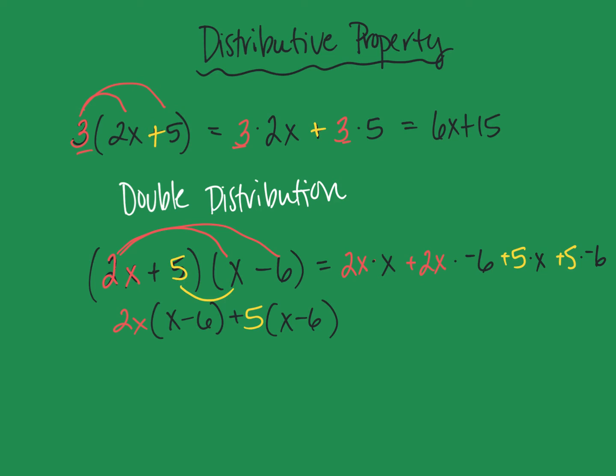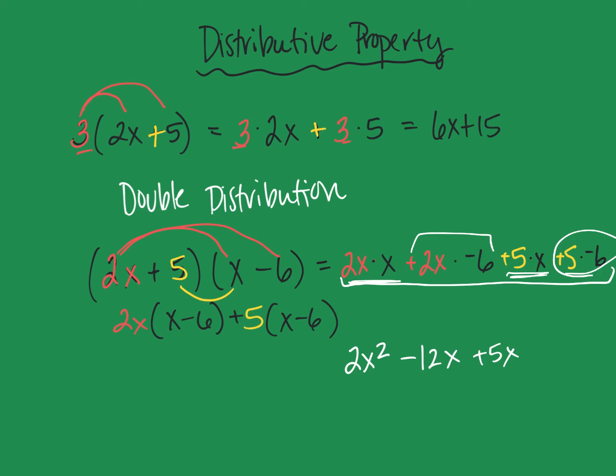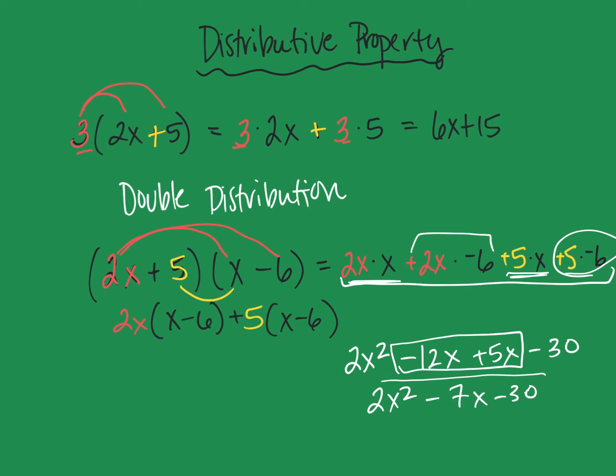So then our last step here is really just simplifying. So we're going to simplify all of this and see what happens. 2x times x is going to give me 2x squared. Then 2x times negative 6 is going to make that a negative 12x. Then we've got 5 times x, which is going to give us a 5x. And then 5 times negative 6 is a negative 30. You'll notice that I end up in descending order. So I have my x squareds first. Then these guys are like terms. So negative 12 plus 5 is going to give me a negative 7x minus 30. And that would be my final answer.